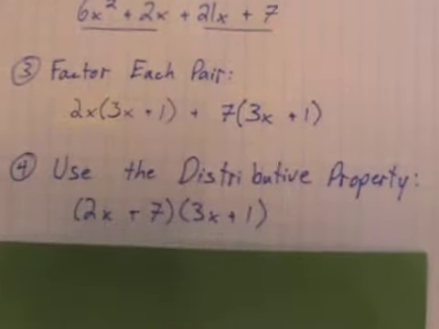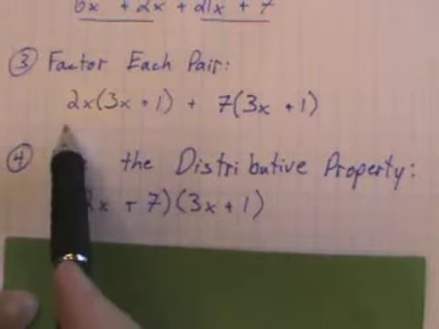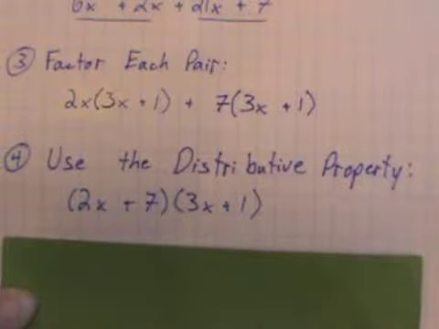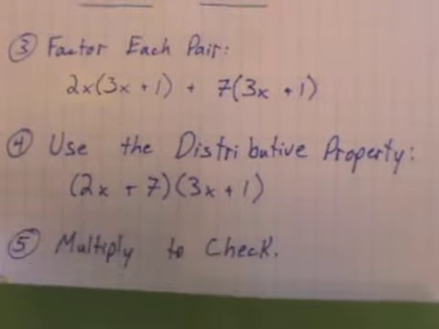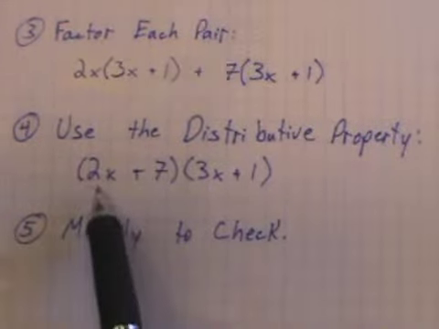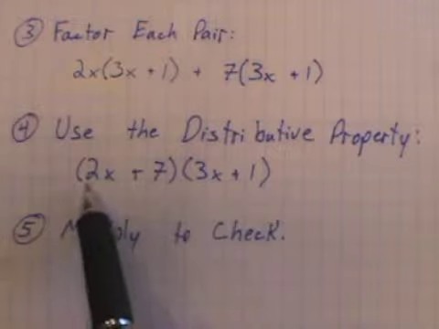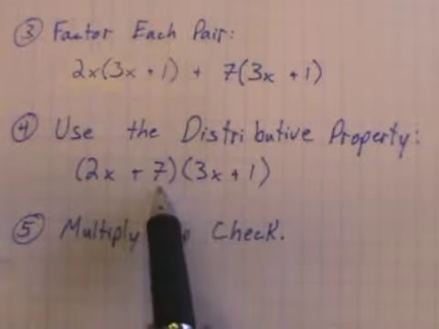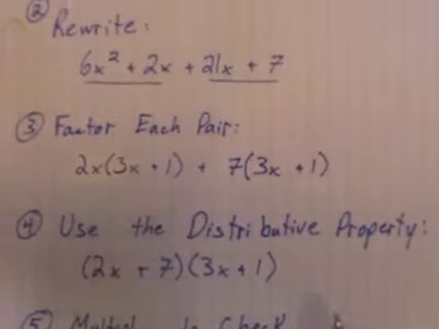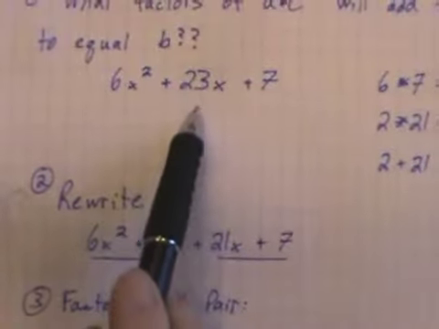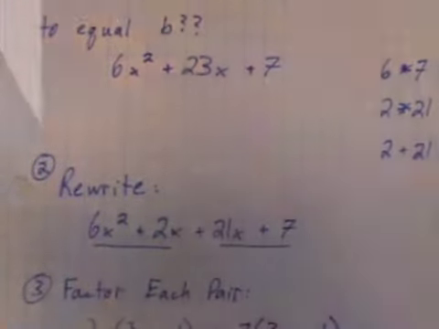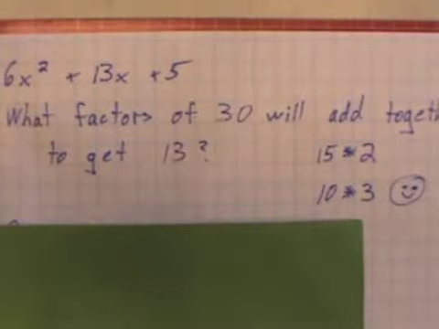Use the distributive property to change this into this, and all that's left is multiply to check. I like to do this step quickly in my head. So this times this is going to give me 6x squared, that's going to give me a 2x, that's going to give me a 21x, that's going to give me a 7. 2x plus 21x will give me 23x. 6x squared plus 23x plus 7. Done.